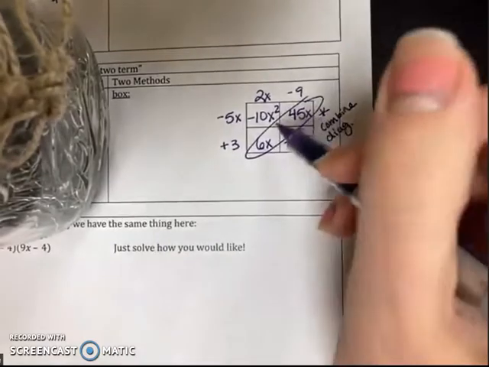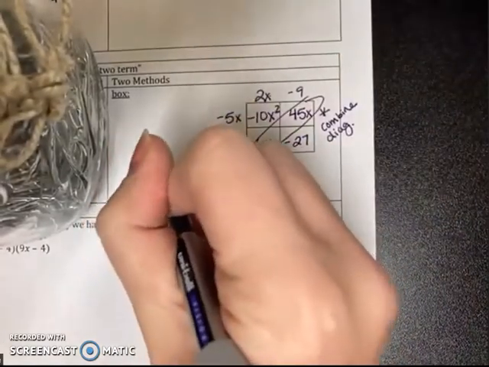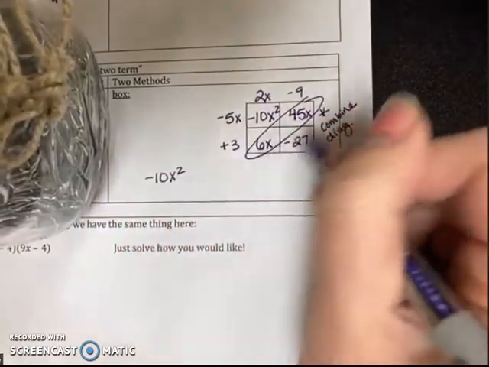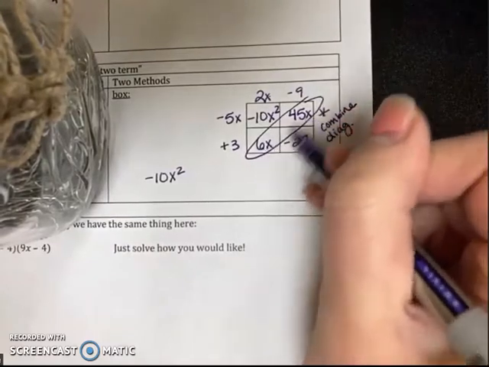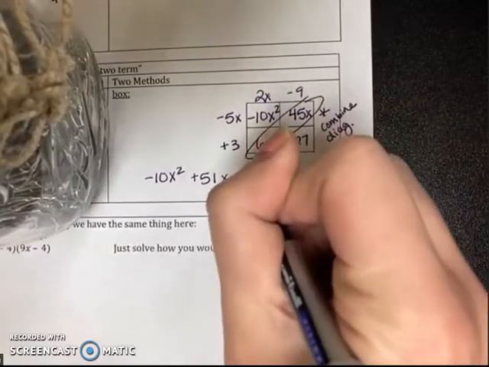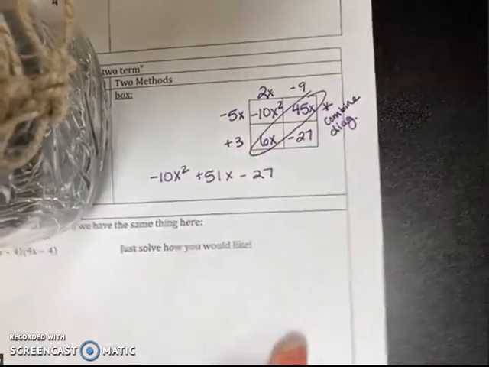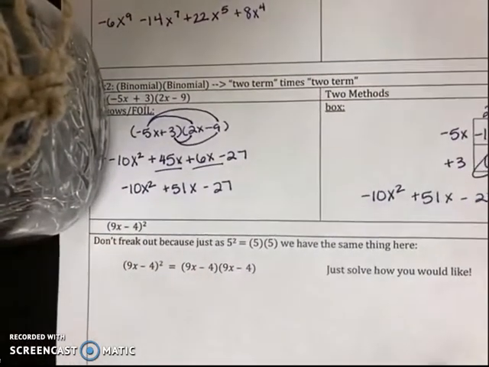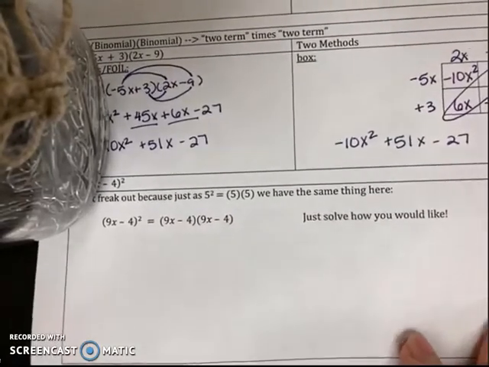So now I can write my final answer, negative 10x squared. Combine my diagonals because it's x and x, which gives me plus 51x, and then minus 27. You'll notice how we ended up with the same answer for both of them. I just used different methods.